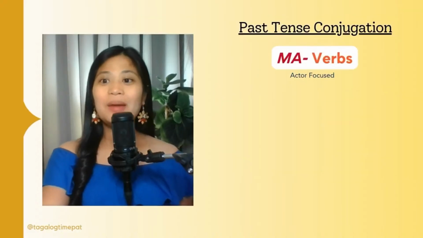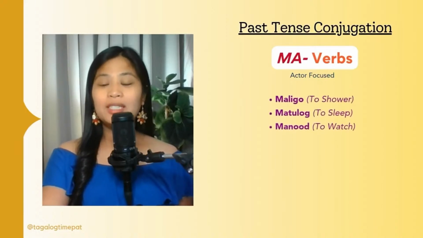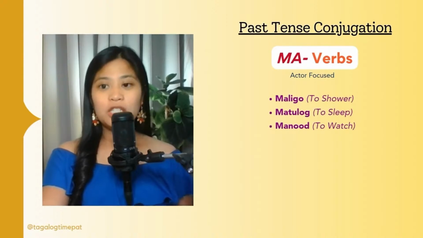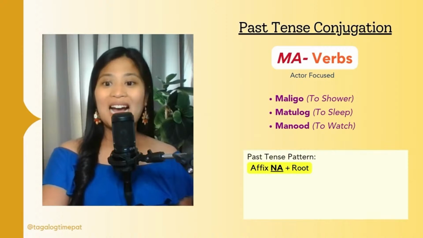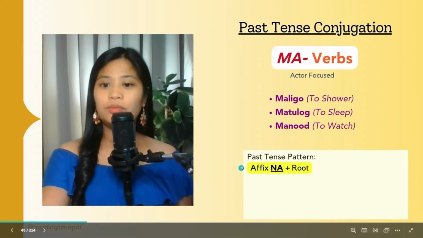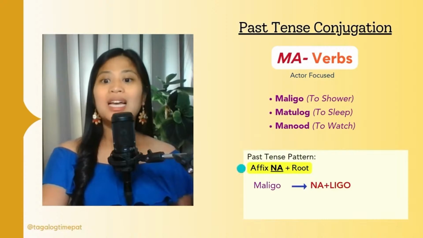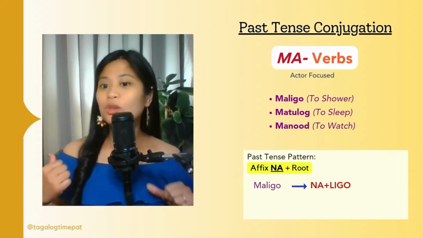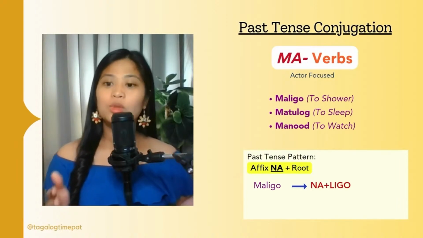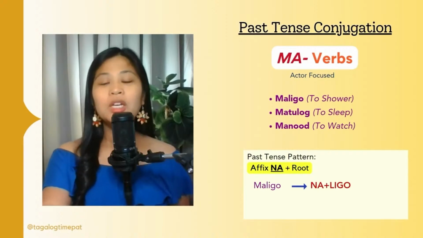All right, now let's take a look at ma verbs. They have a very similar pattern. These are also actor-focused, and some examples are maligo, to shower, matulog, to sleep, manood, to watch. In the past tense, this is the pattern for ma verbs. Now the affix is na, and then it's the root. For example, maligo becomes naligo. Naligo ako, I took a shower. Naligo siya, he took a shower.